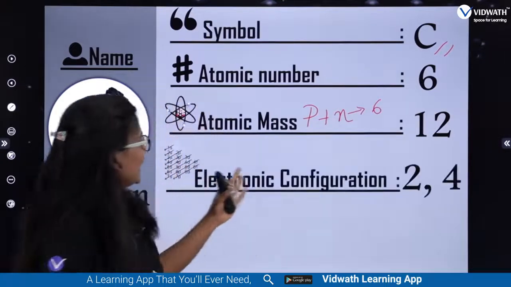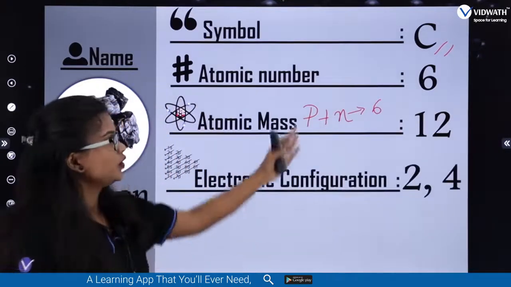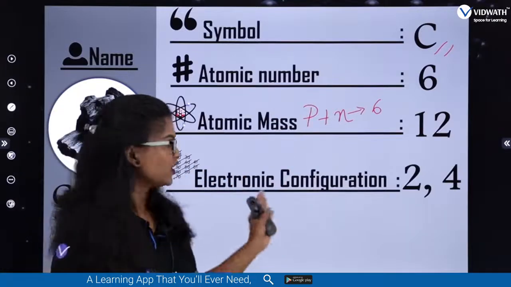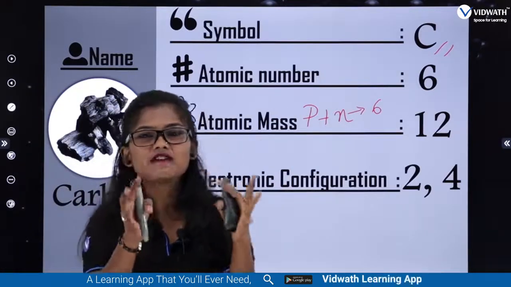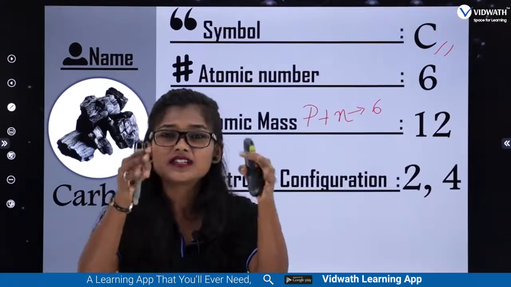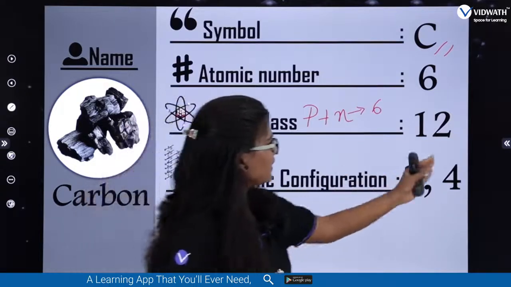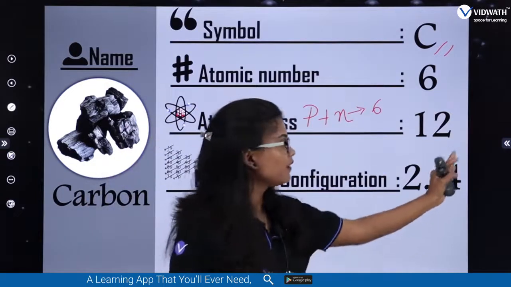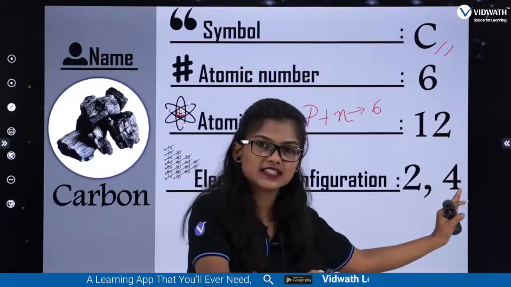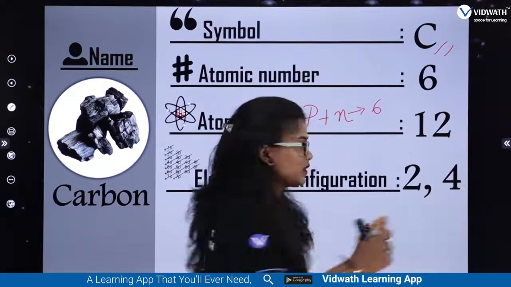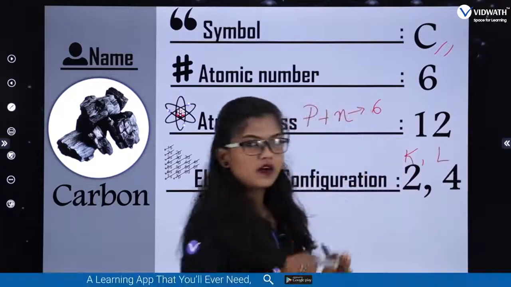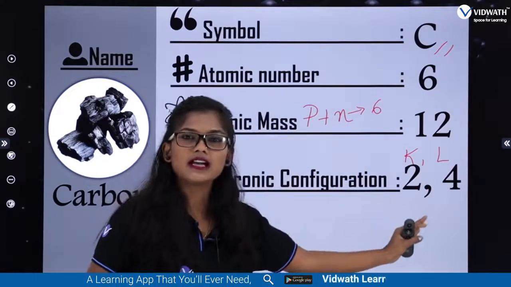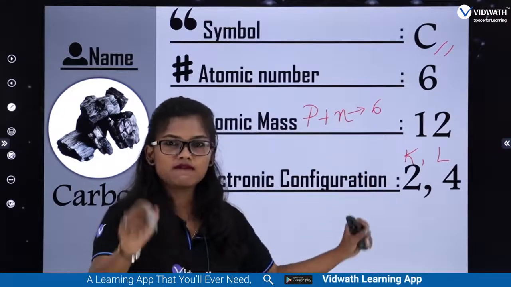Coming to the electronic configuration, we know that 6 electrons are there. What do you mean by electronic configuration? The arrangement of electrons in an atom. The first shell will contain 2 electrons, and the remaining 4 electrons will be filled in the next shell, that is 2, 4. This is how the electrons in a carbon element are arranged, 2, 4.